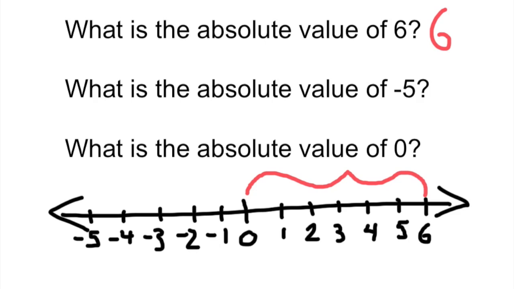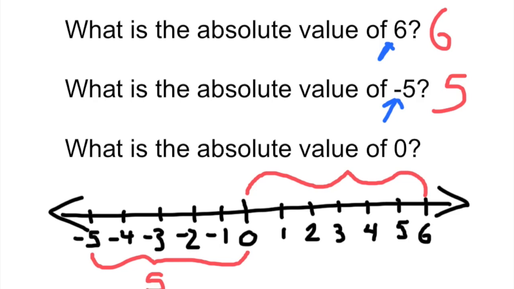What's the absolute value of negative 5? The distance of negative 5 from 0 is going to be 5 units. So what we're concerned about is not the sign of these numbers, this being positive 6 and negative 5. We're only concerned about how powerful it is and what's its magnitude, what's its distance from 0. What is the absolute value of 0? Well, 0 is right next to itself, so the distance from 0 to itself is 0.